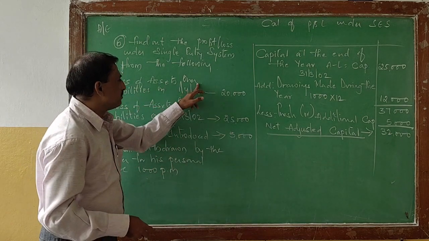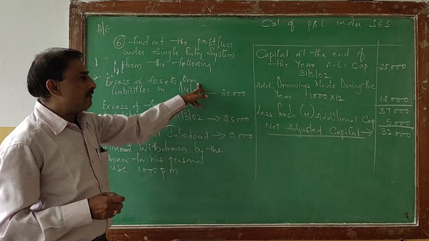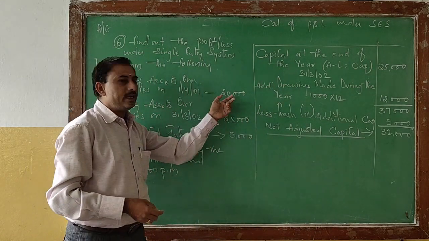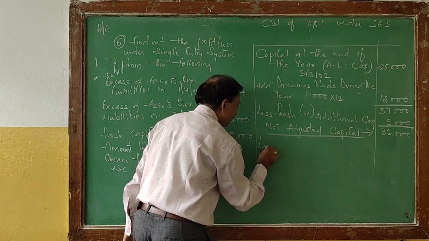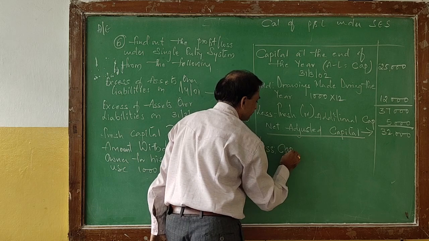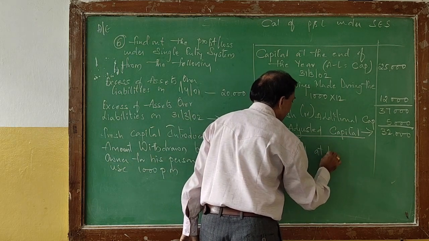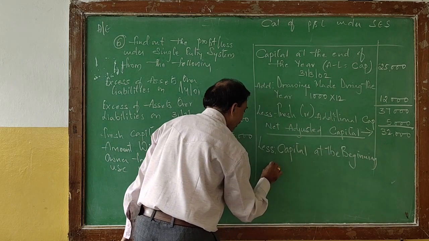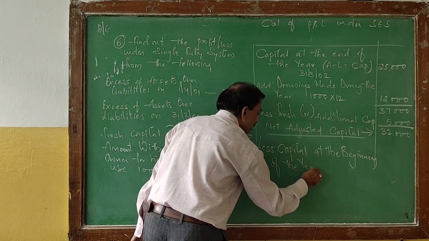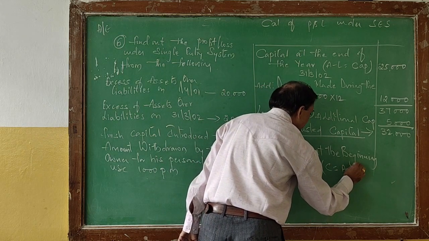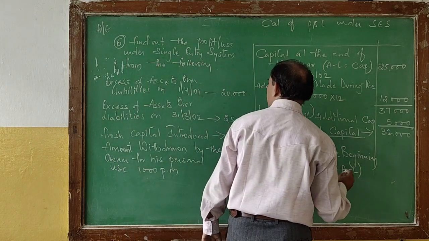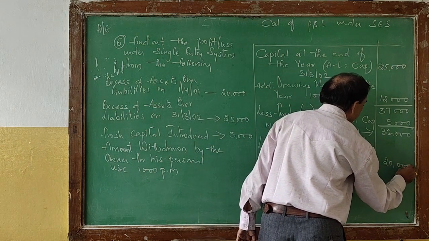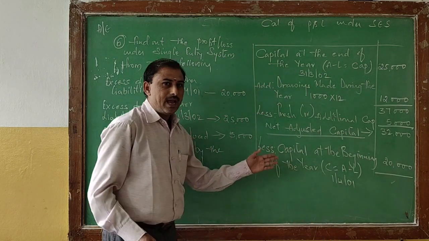So excess of assets over liabilities is nothing but our capital which we have already shown here. That means your assets are more than liabilities to the extent of 20,000. So less capital at the beginning of the year. That is, capital is equal to assets minus liabilities. Already it is given to you here, but I am just adding it for your understanding. 32,000 minus 20,000.